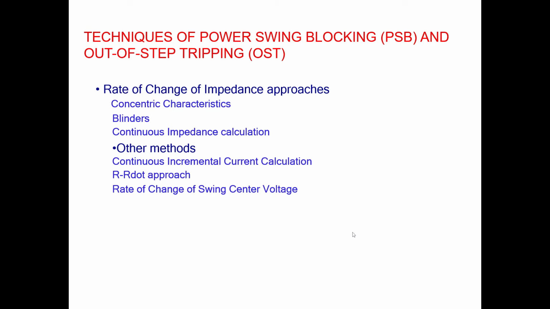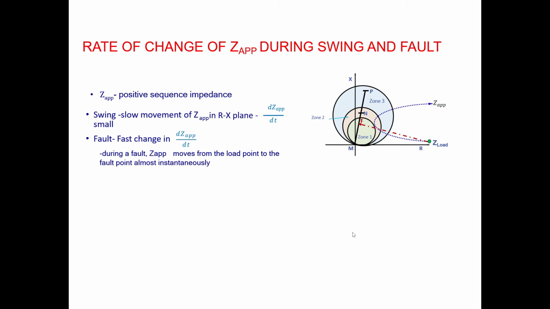In this session, we will discuss the rate of change of impedance approaches, that is the concentric characteristic, blinder, and continuous impedance calculation. We will also discuss the continuous incremental current calculation, which is being used by some of the modern numerical relays like the P444 of GE relay.